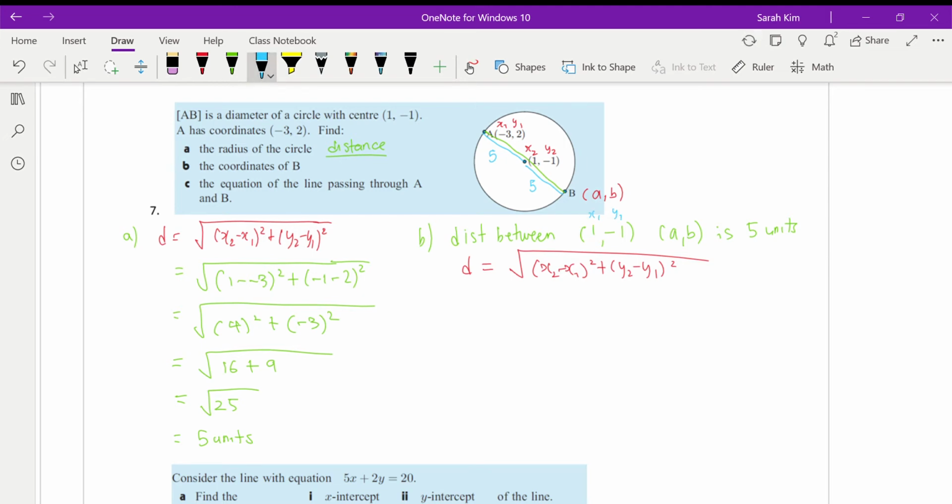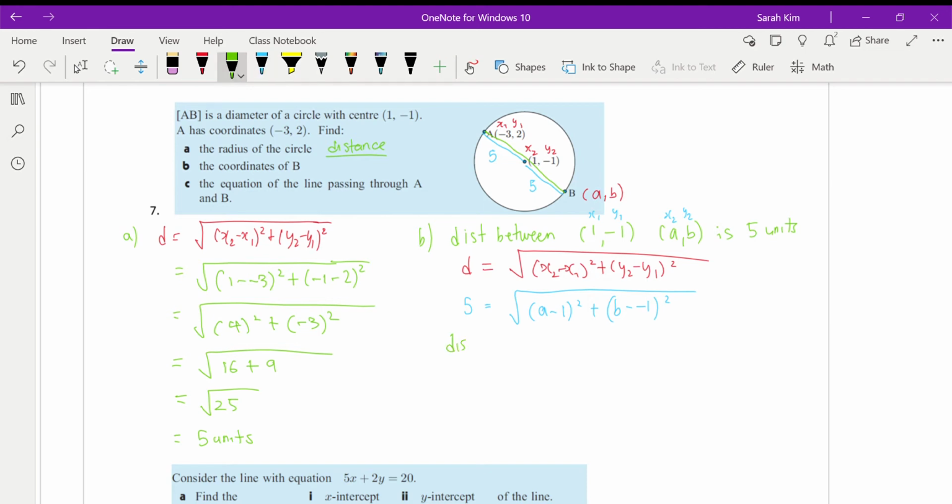x1, y1, x2, y2. So my distance will be x2 is A, y2 is B, y1 is -1. So here we go. But unfortunately, I can't solve this just yet because I've got 2 unknowns and 1 equation. So I have to come up with another equation that I can use.